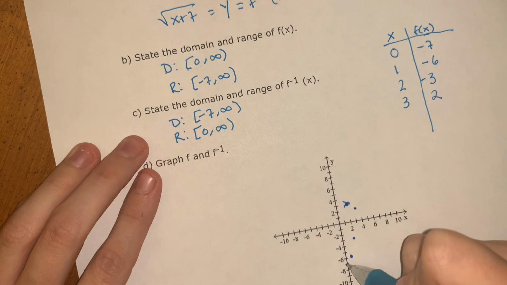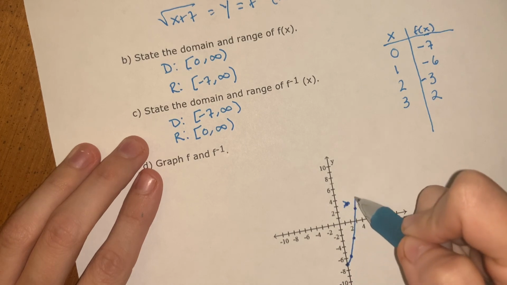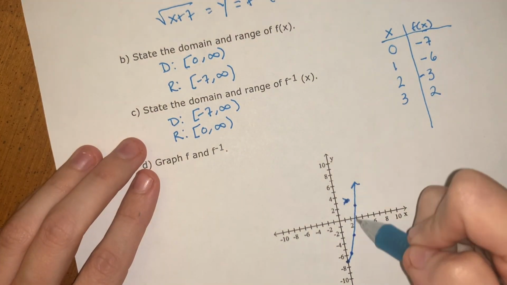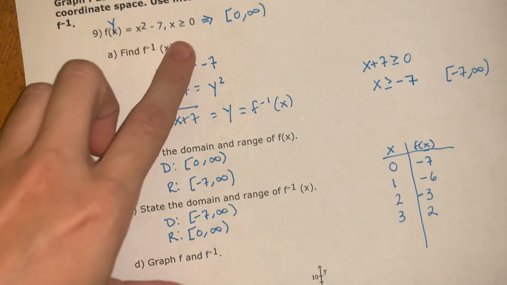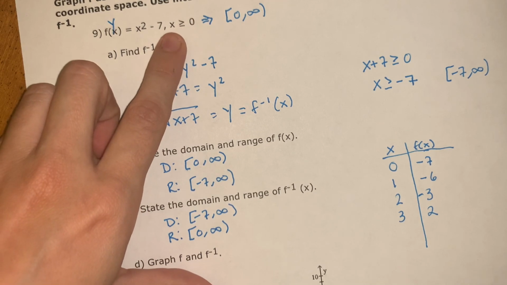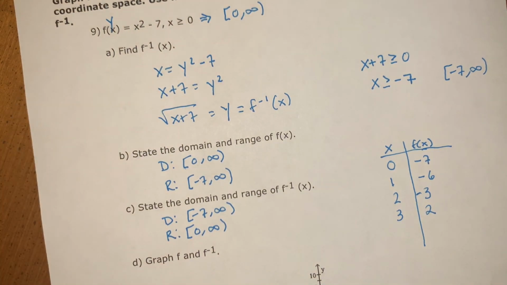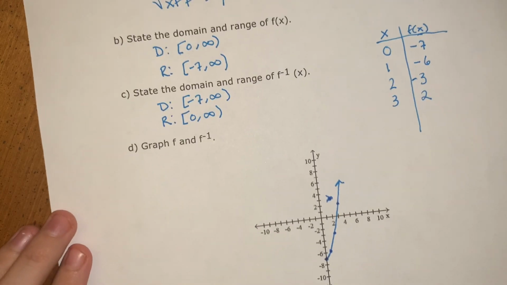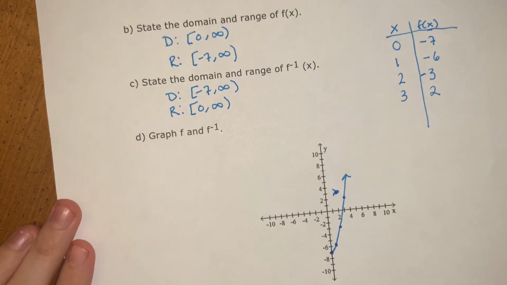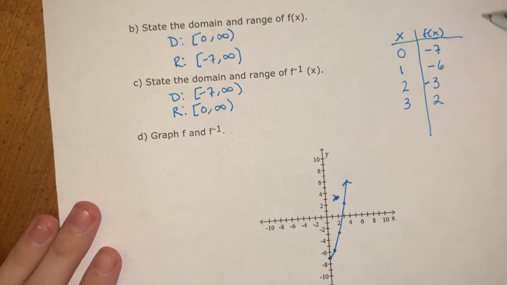So we have this type of action going on. So it's like half of a parabola, right? Which makes sense because we know it should look like a parabola, but we're only doing half of it because we only want positive values for my x, 0 and positive. All right, so that's the solid line. That's f. That's our original function. Now let's graph the inverse function. So I'm just going to use a different pen.